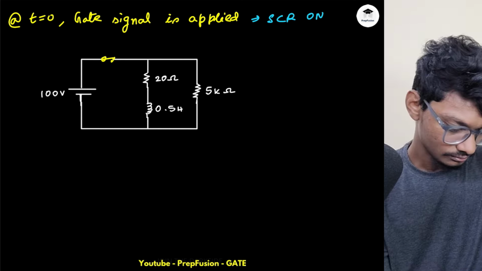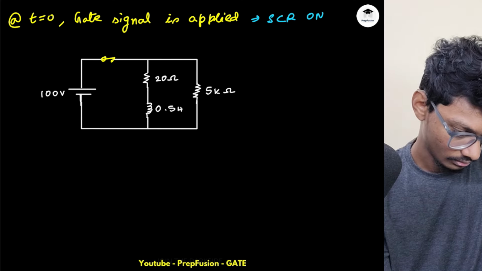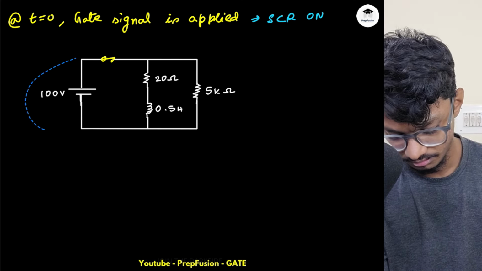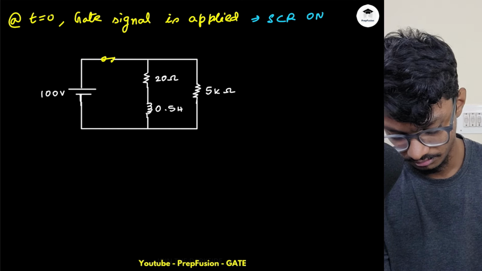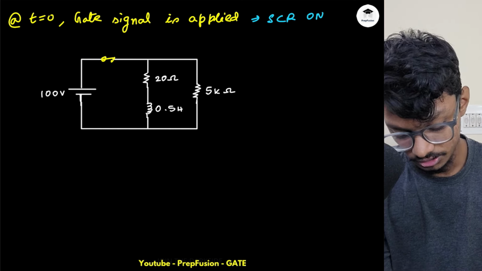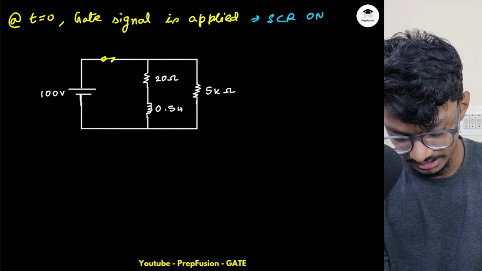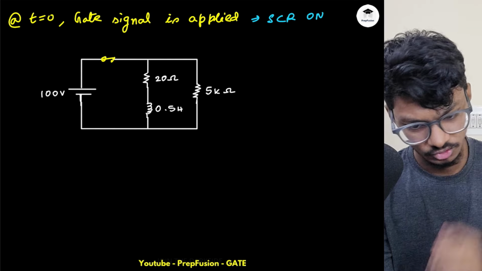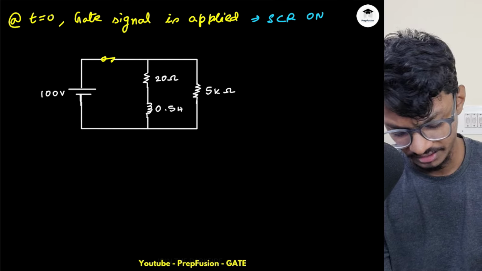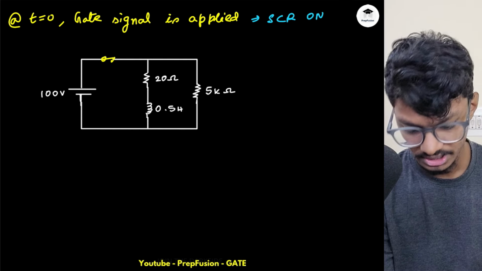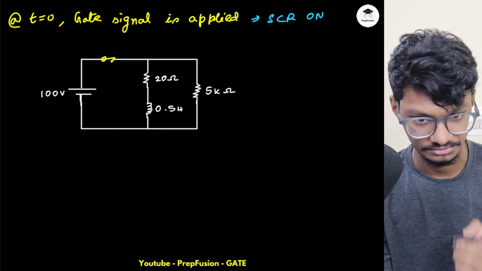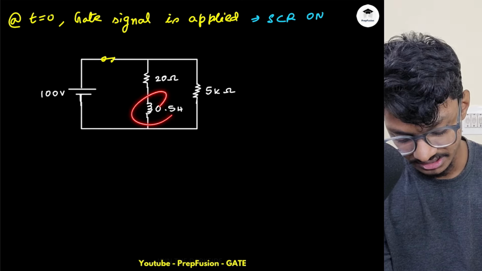So, I will assume the gate has SCR is instantly on. Now again I will write the current equation. These type of questions you can easily write. This is a question of transient, it isn't a question of power electronics. Can you write the current equation? You can easily write. So what will be the steady state current through this inductor?